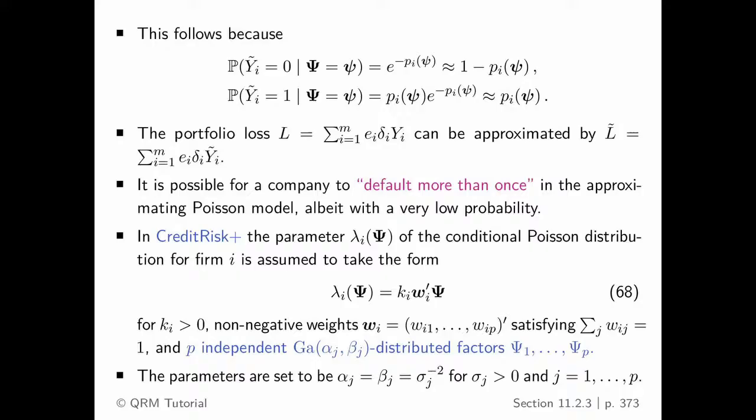Anyway, you replace the Bernoullis by Poissons, and the factors no longer have normal distributions, they have gamma distributions. And you get a very tractable model. I'm not going to go through the mathematics of that. There are a couple of slides on that. Because this is a summer school for the Swiss Association of Actuaries, I wanted to pay credit to actuarial thinking in credit risk, and to mention this model, CreditRisk+.